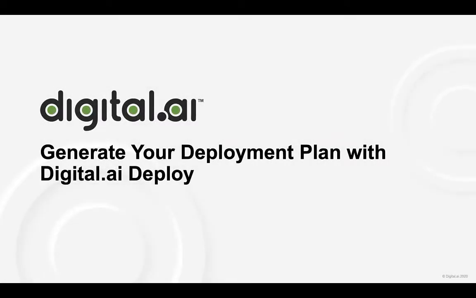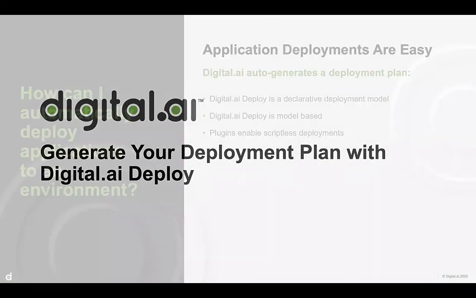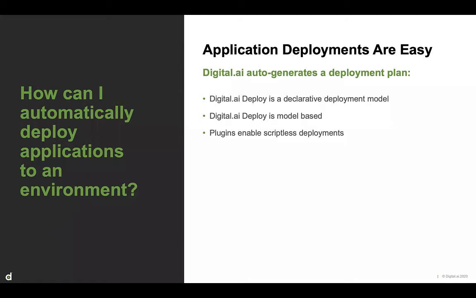Generate your deployment plan with Digital AI Deploy. How can I automatically deploy applications to an environment? With Digital AI Deploy, it's easy. Digital AI Deploy is a declarative deployment model. It is model-based, so it means that I can reuse objects. Plugins enable us to have scriptless deployments. So let me show you how that works.